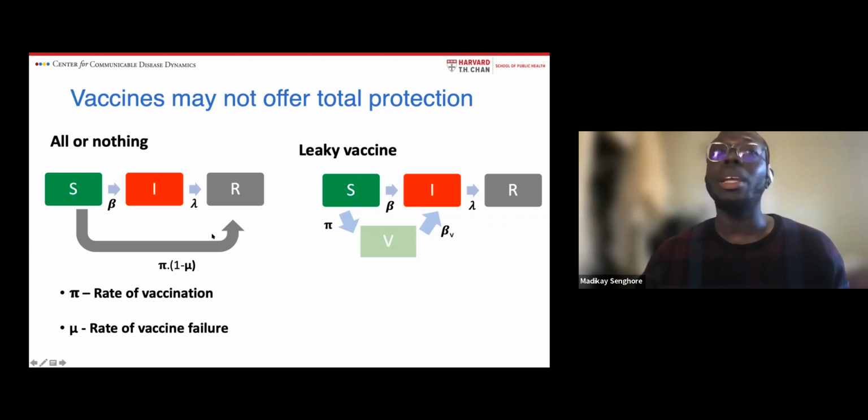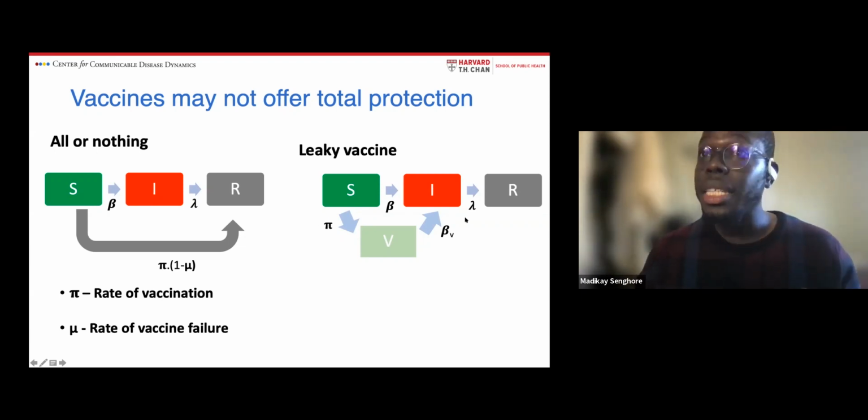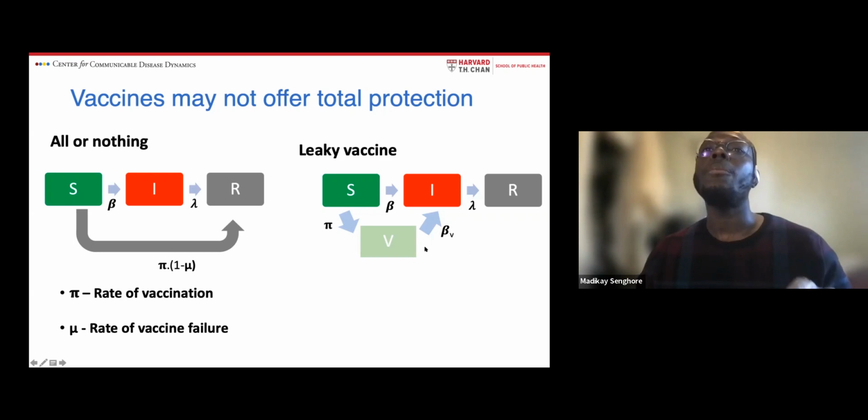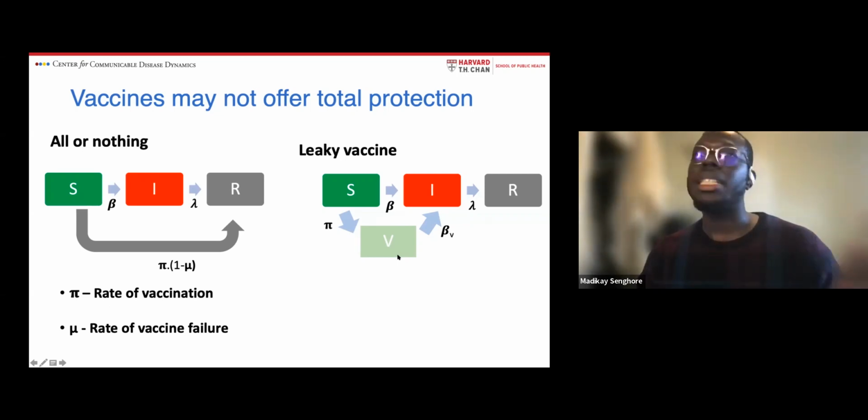It's a much more complex model, one that I personally can't explain, but it's an example of how this simple framework can be used to answer really powerful questions. Another example is a leaky vaccine. This is where the vaccine protects the people, but not 100%. So maybe if you're vaccinated, you have an 80% chance of protection against the virus, but there's still a chance that you could be infected.